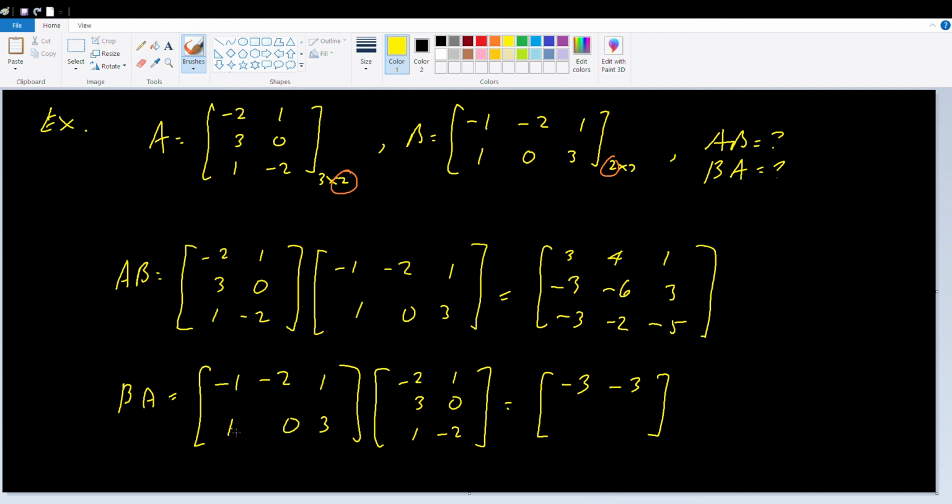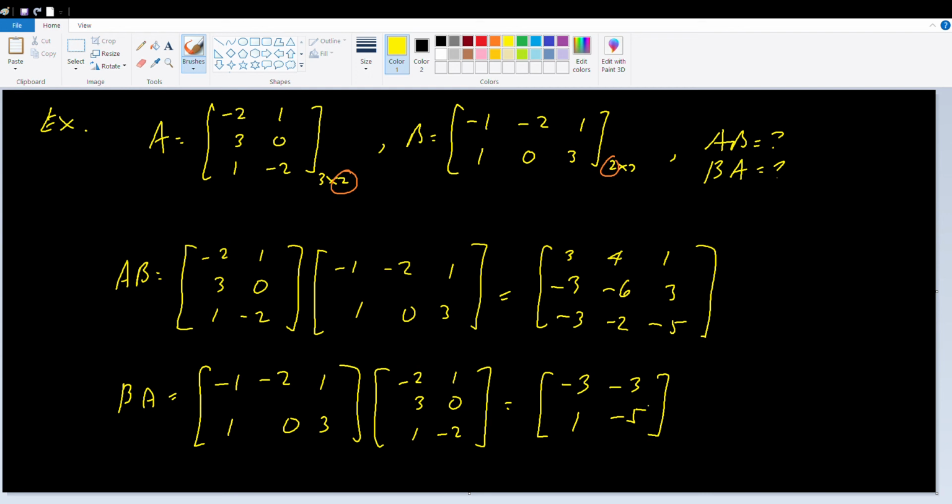We go down to the second row of B, multiply to the first column of A. So 1 times negative 2 is negative 2. 0 times 3 is 0. 3 times 1 is 3. So negative 2 plus 0 plus 3 is positive 1. And finally, second row of B to second column of A. 1 times 1 is 1. 0 times 0 is 0. 3 times negative 2 is negative 6. So 1 plus 0 plus negative 6 is negative 5.